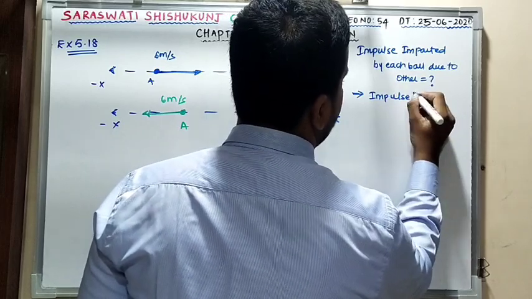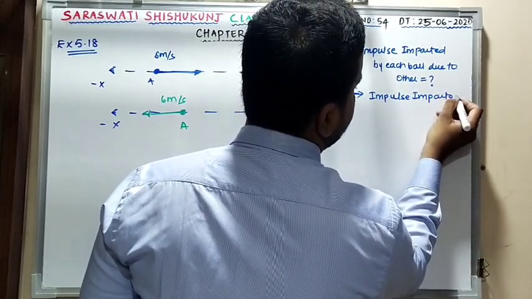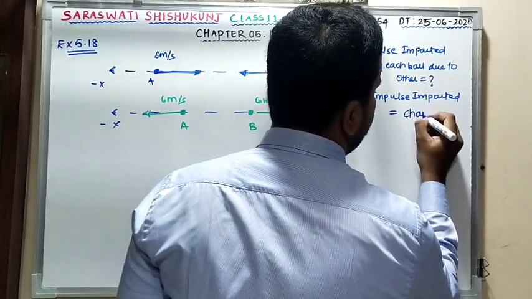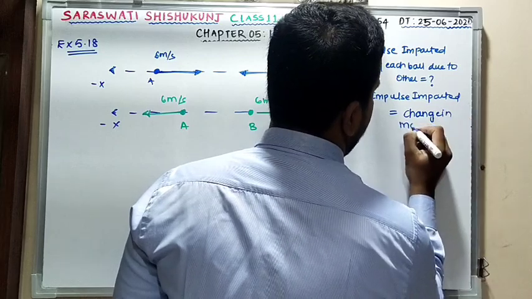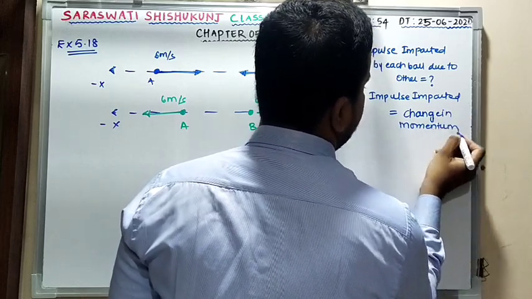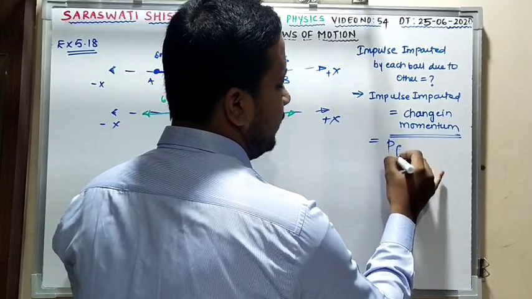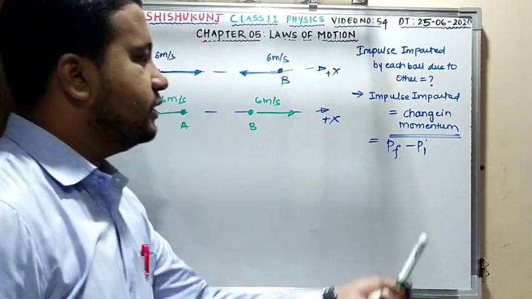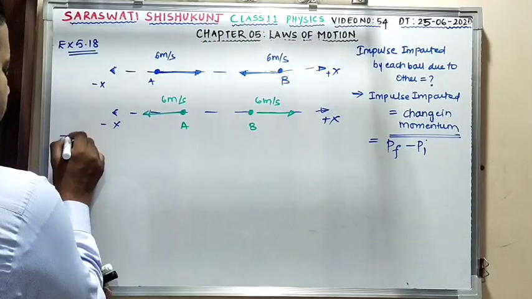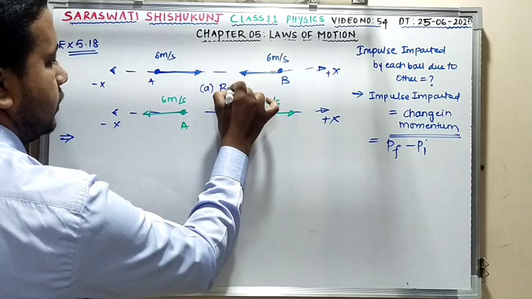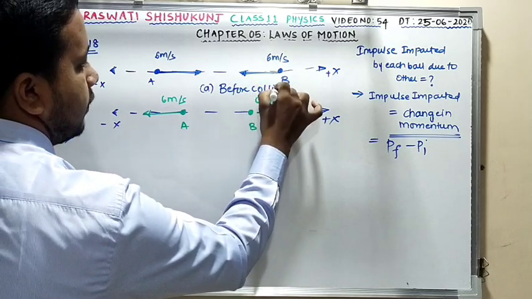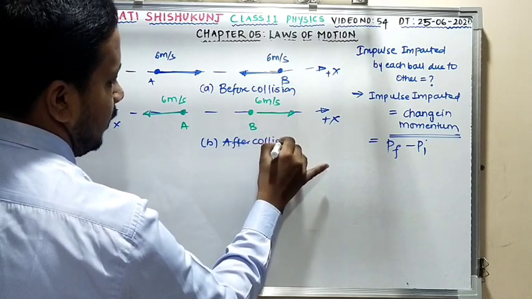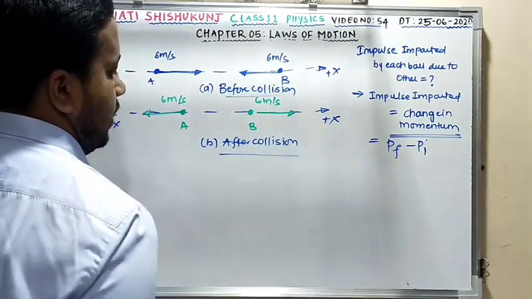Now, impulse imparted, will everybody know that? What is impulse imparted? Impulse imparted is nothing but change in momentum. Very good. Clear? Now change in momentum is nothing but P final minus P initial. Change is nothing but final quantity minus initial quantity. Yes or no? So this is figure A, that is before collision. This is B, that is after collision.